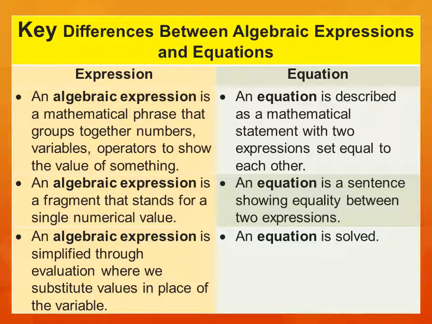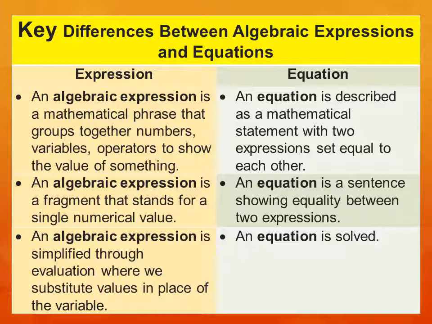Now let's differentiate what is expression and what is equation. The key differences between algebraic expressions and equations: an algebraic expression is a mathematical phrase that groups together numbers, variables, and operators to show the value of something. While an equation is described as a mathematical statement with two expressions set equal to each other. So there is an equal sign.